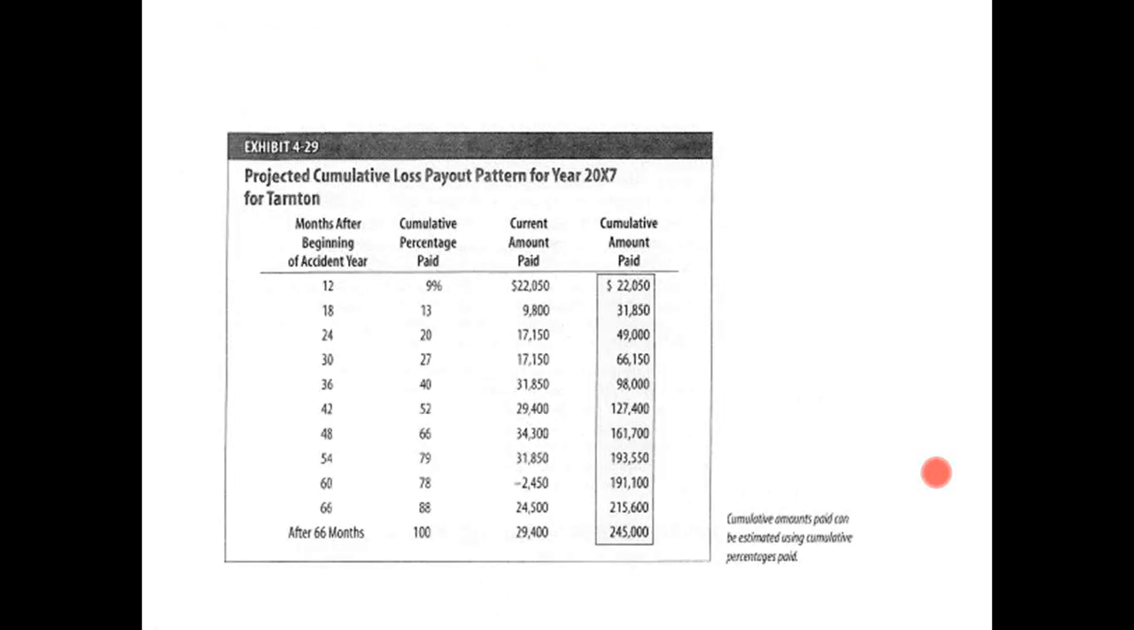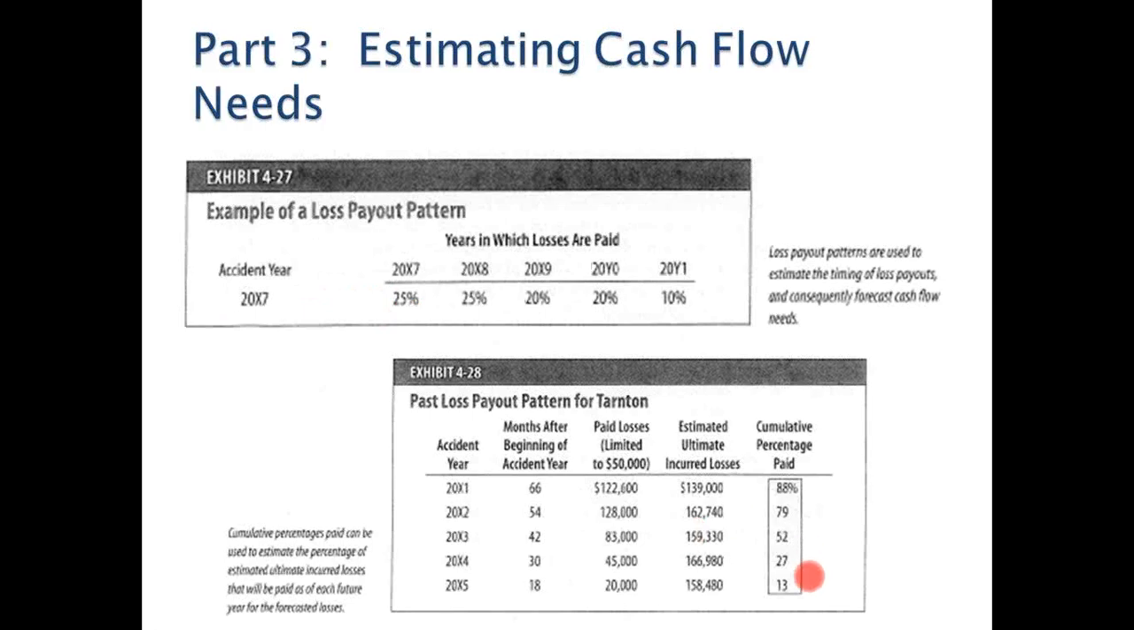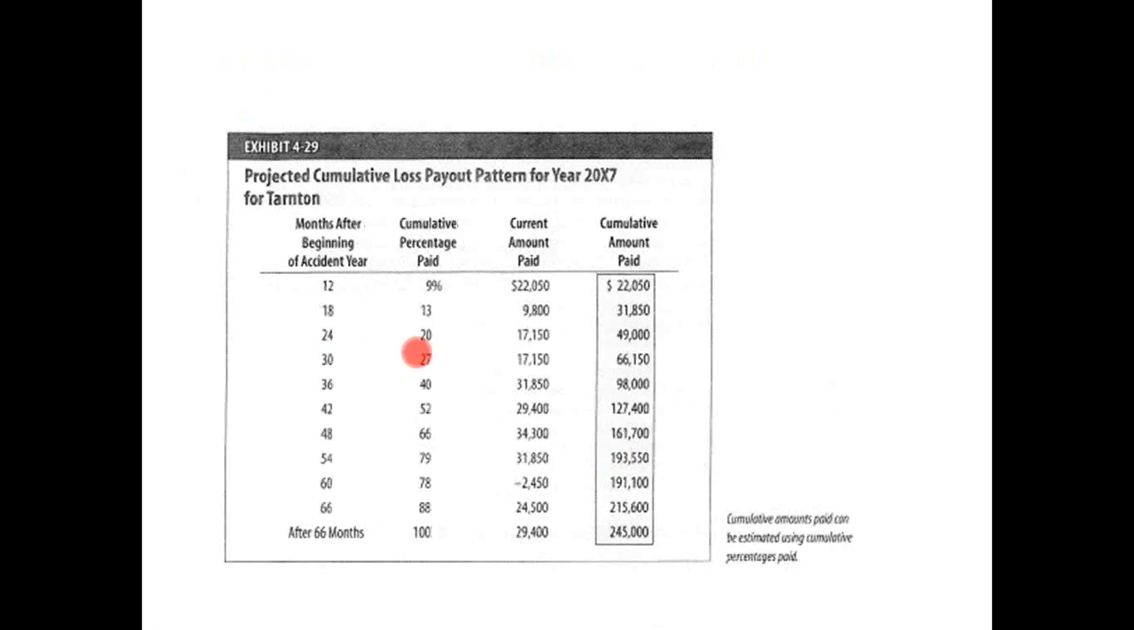So here's another chart that shows the payout patterns. Essentially, that's the cumulative percentage paid. At 12 months, in this case, they are showing 12, and it goes in 6-month increments. And what I'll demonstrate here is, if you look, 18 is 13, 30 is 27, and this is where these tables relate. It just adds the additional 6 months in there. The idea is at 12 months, we're going to pay 9%, 18, 13, 20, and you can go through. After 66 months, we expect to pay the full value, 100%, or $245,000. Well, where's that $245,000? Sounds familiar?